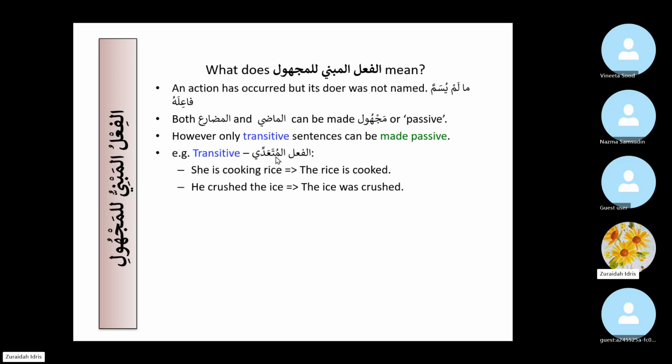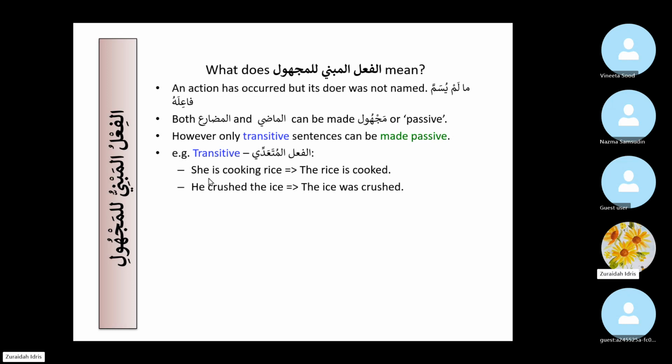Muta'addi. Yeah, muta'addi. And what do we mean by transitive, muta'addi? When you have a jumla fi'liya or jumla ismiya with a verb in it, you need a maf'ul bihi to make that sentence complete. Without the maf'ul bihi, the sentence can sometimes be complete.